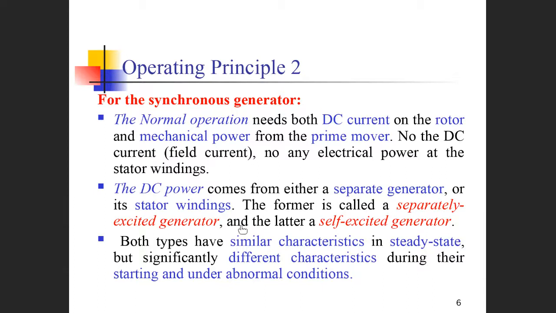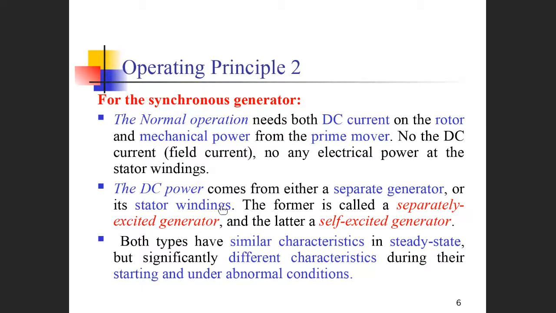The second point is that the DC power used to generate a constant magnetic field on the rotor comes from a separate generator externally, or from its own stator windings. Because this is a generator, the stator windings have the generated electricity there. Why don't we use the generated electricity itself as part of the field current? That's the concept here.